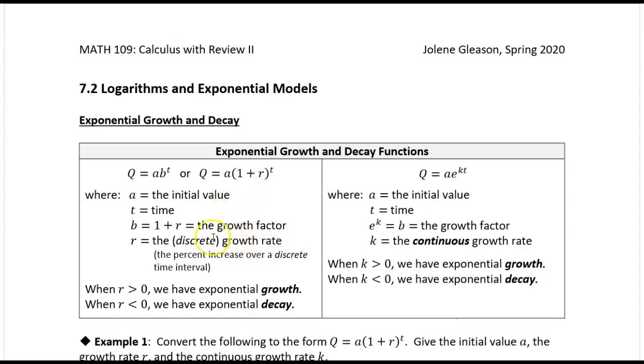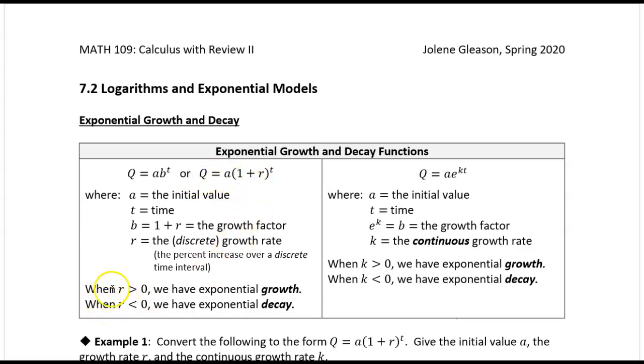So for example, if you have a bank account that's growing at 2% per year, your growth rate would be 0.02, your growth factor would be 1.02. Okay, and every year you would multiply your balance by 1.02. And you earn interest on that interest, right? So your bank account is going to grow exponentially.